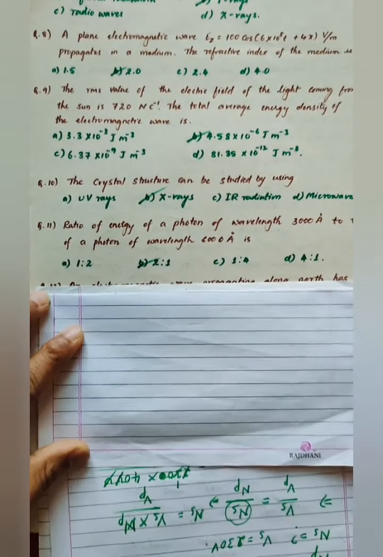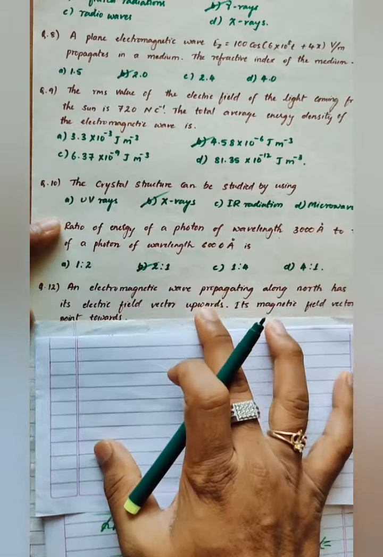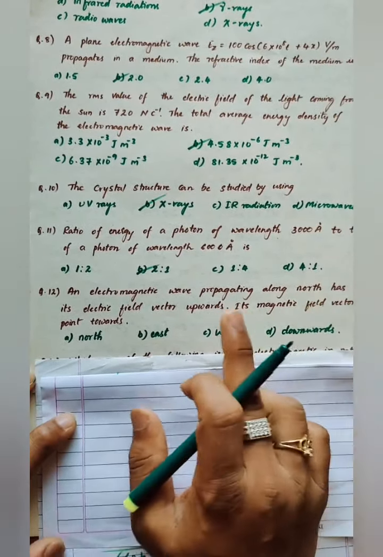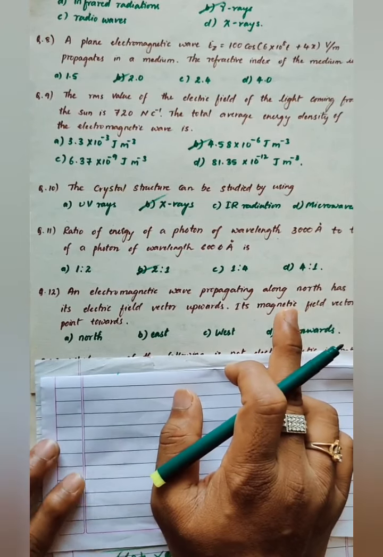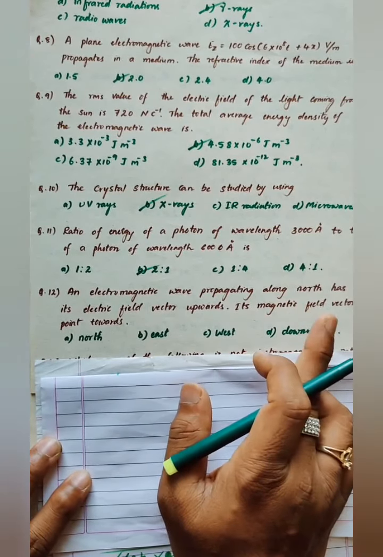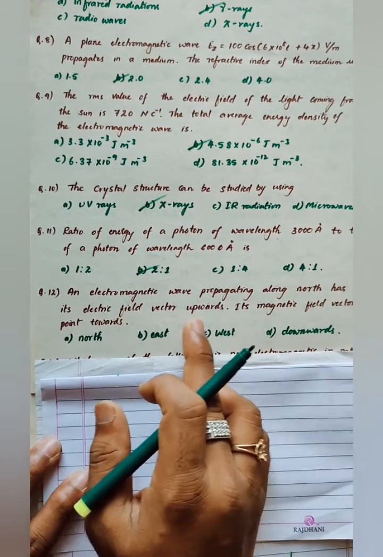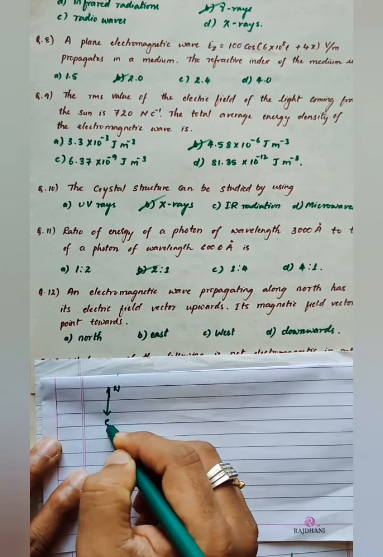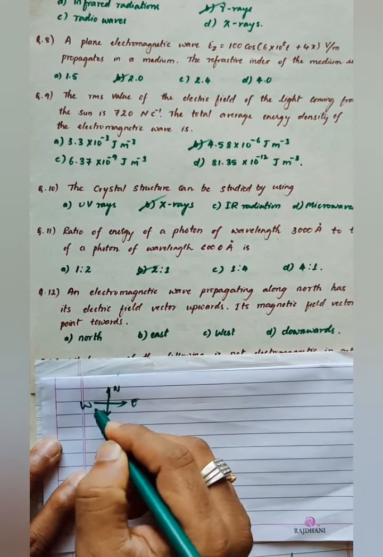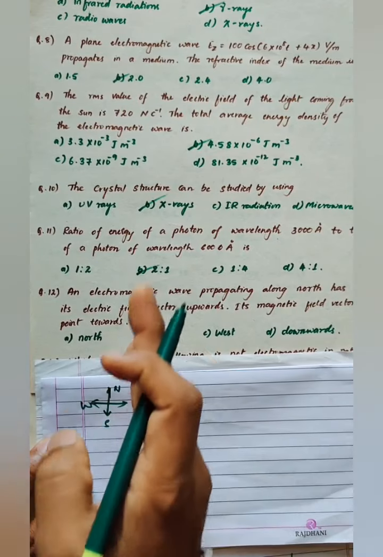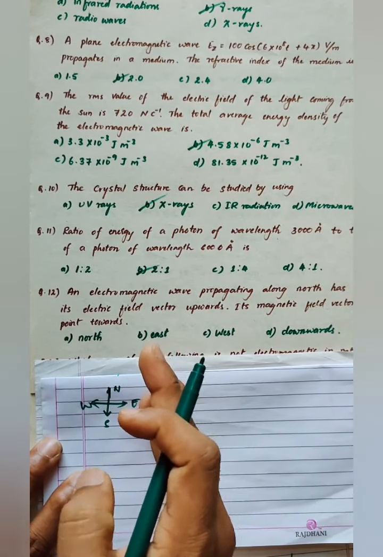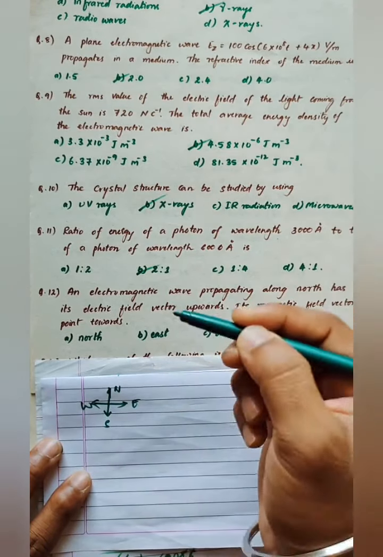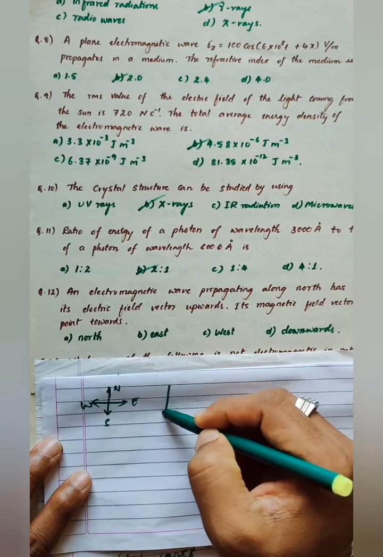Moving to the next question, we have the question like this: an electromagnetic wave propagating along the north direction. In an electromagnetic wave, both fields are perpendicular to each other. It is moving along north and has its electric field vector upwards. So we'll see like this: north, south, east and west, correct? Here it is moving along the north direction, and the electric field upwards means it's going like this.